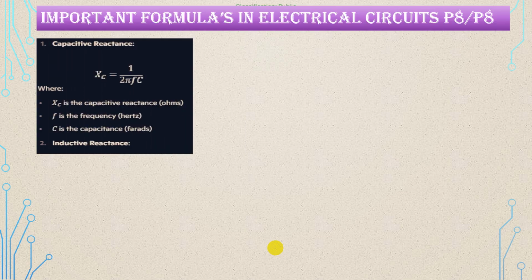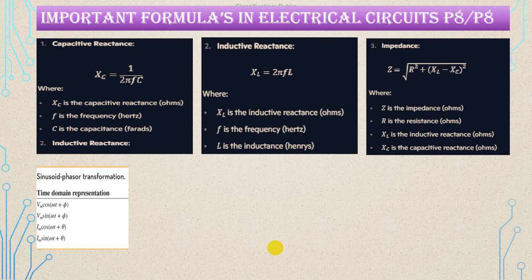Now coming to the relations. If it is Vm cos(omega t + phi), the phasor domain is nothing but Vm at angle phi. Vm is the maximum value, and the angle is how much it is lagging or leading. That is what we write, and it is called the phase angle.